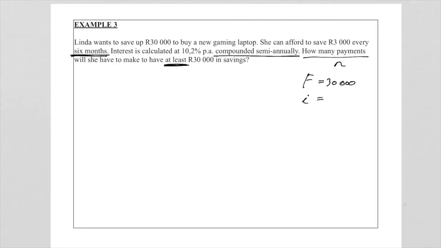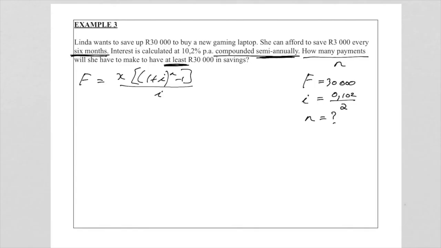I, we can find, because we take the 10.2 to a decimal number, which is 0.102, and now we divide by 2. Please take note, not by 12. Sometimes we get in a habit because most of these problems are monthly, and then we always want to divide by 12. Remember, this is semi-annually, only 2. And then we want to know what is N, how many payments she's supposed to make to get to that goal of 30,000. So my future value formula, once again, X bracket 1 plus I to the N minus 1 over I.